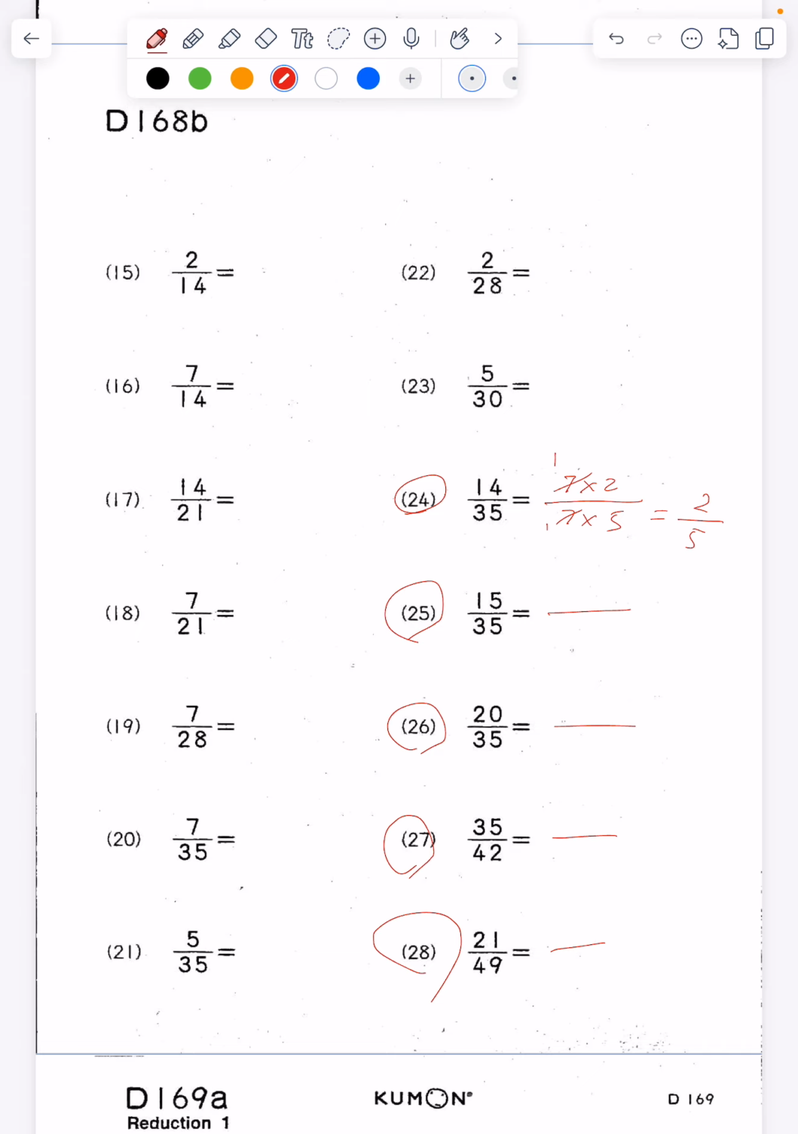Okay, for the next question, Mataza, I want you to try the same thing. Split the 15 into two numbers. What two numbers do you think? 5 times 3. Very good. So write down 5 times 3. What about 35? 7 times 5. Okay, we can write down 7 times 5.